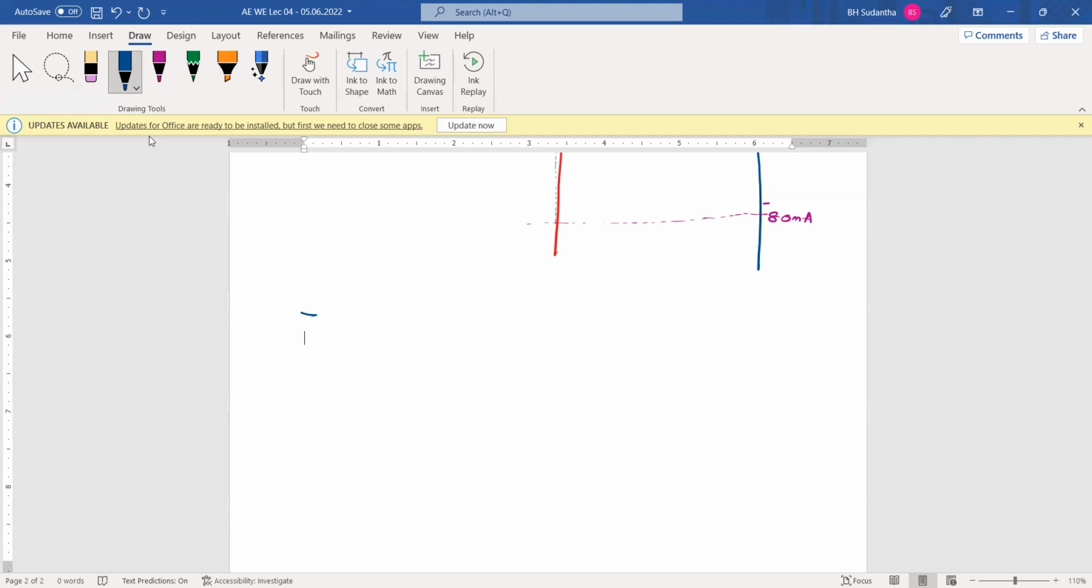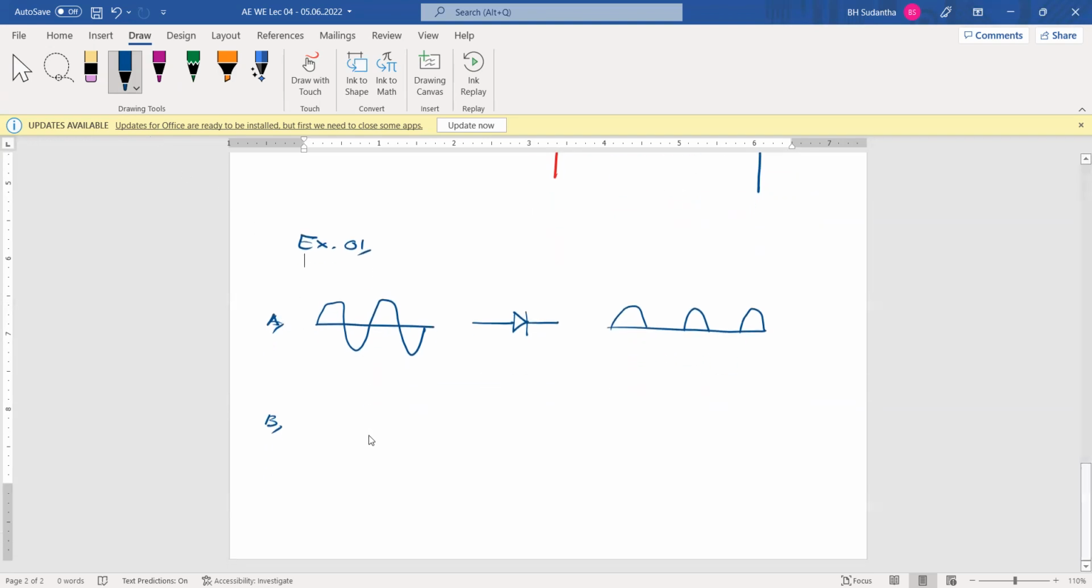Then I think we can remember this one. If you input this type of waveform to this diode, what is the output? Something like this. Then what about if you input this type of waveform to this one? What is the output?